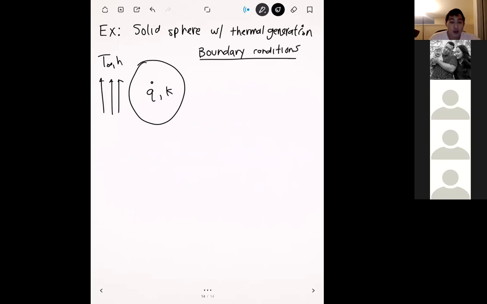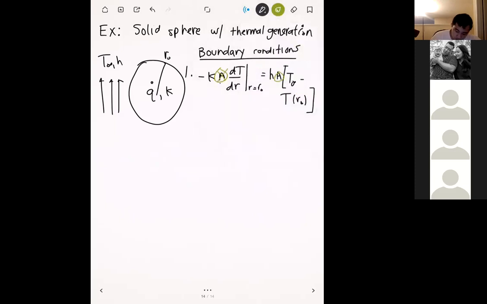So let's write down our boundary conditions so that we can use them to solve for our constants later. The first boundary condition is convection heat transfer at the exterior. So we have minus kA dT/dr at r equal to, what's the radius here? Let's call this R_o. The conduction heat transfer at the outer surface of the sphere has to equal the convection heat transfer at that surface as well. So this is going to be hA times T infinity minus T at R_o. The A's are going to cancel out, and we're left with that expression there.